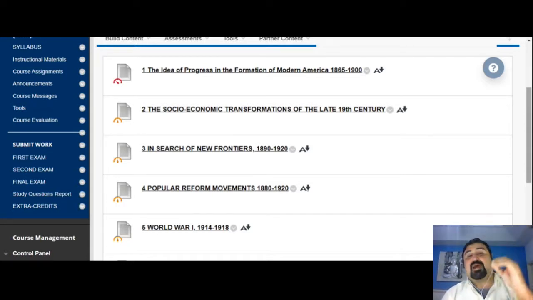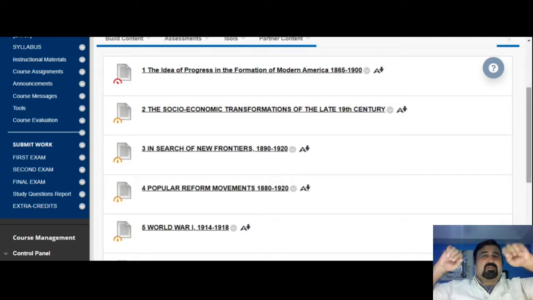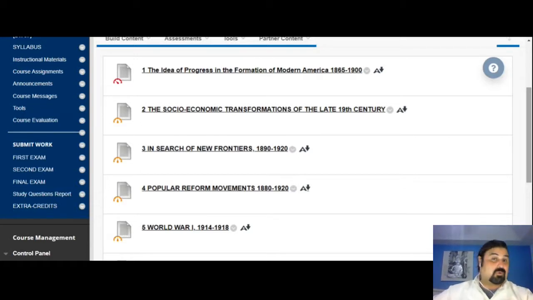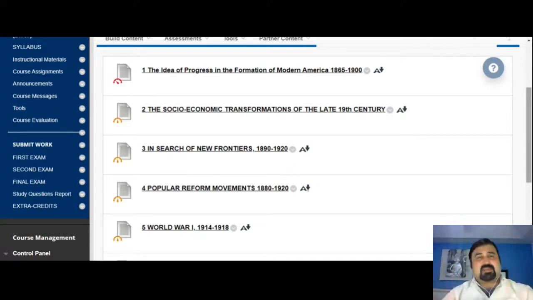In other words, as I'm presenting a theme of history, I bring up the title, for example, called The Idea of Progress in the Formation of Modern America, and then I start elaborating on that, like the scientific revolution, the technological revolution, the idea of evolution by Charles Darwin. I talk about evolution in this first topic, and again, everything is pretty much organized.